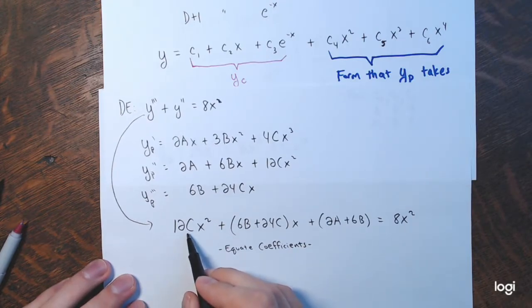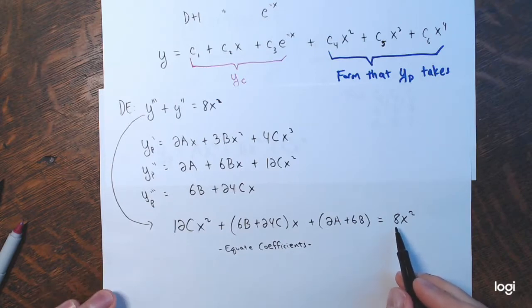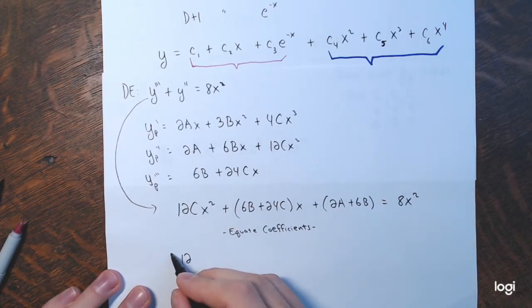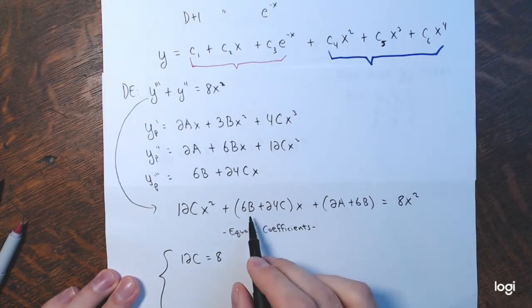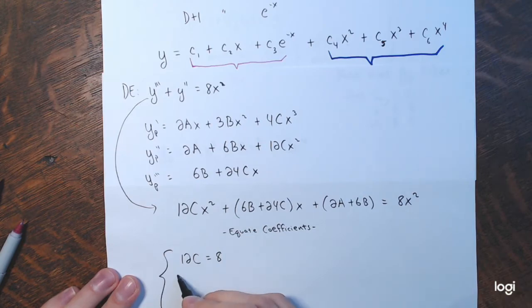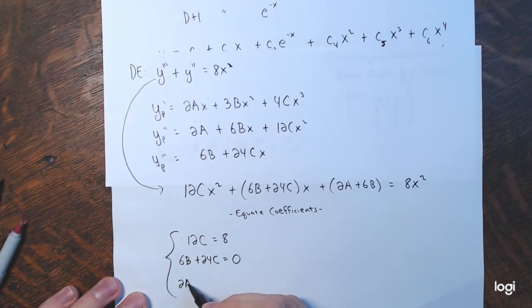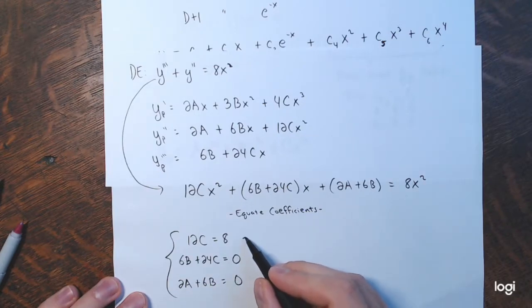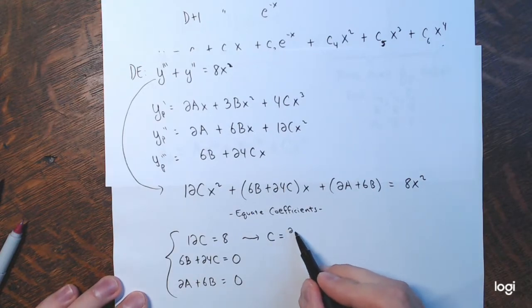So the 12c, the coefficient of x squared on the left, needs to be 8, right? The coefficient of x squared on the right. So 12c, so I'm getting a system here. 12c needs to be equal to 8. The coefficient of x needs to be 0, so 6b plus 24c needs to be 0, and then the constant term also needs to be 0. 2a plus 6b must also be 0. Alright, so from this equation, c is going to be 8/12, which is 2/3.